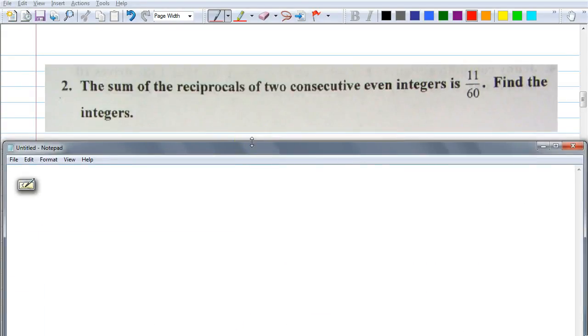Okay, so example 2 says the sum of the reciprocals of two consecutive even integers is 11 over 60. Find the integers. Let's declare our variables. Let x be what?